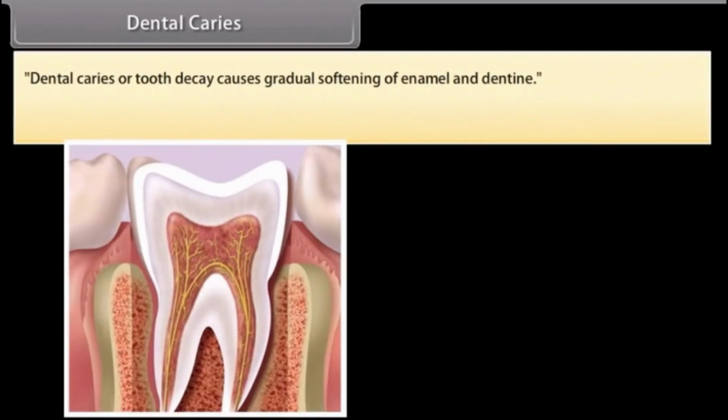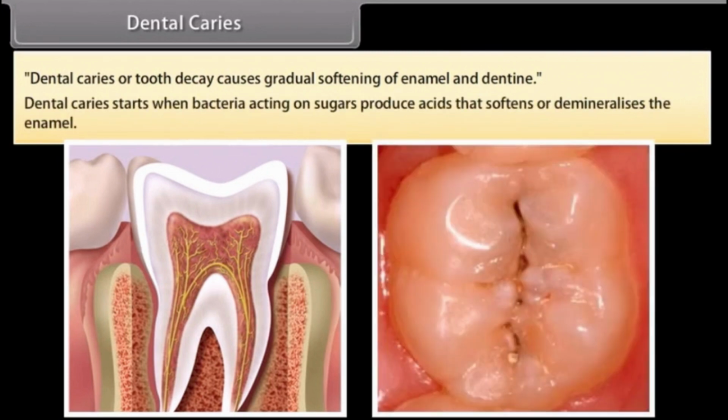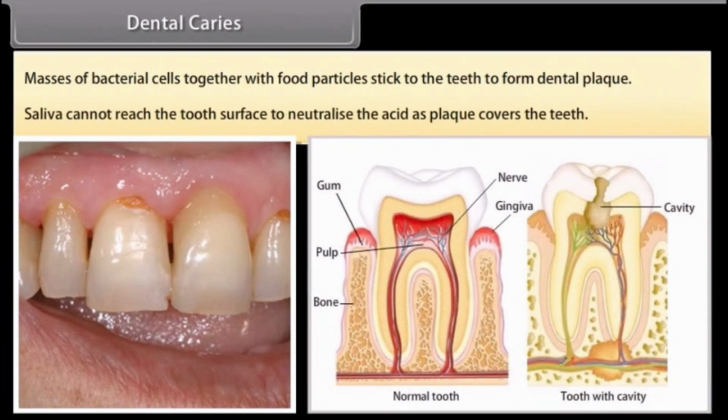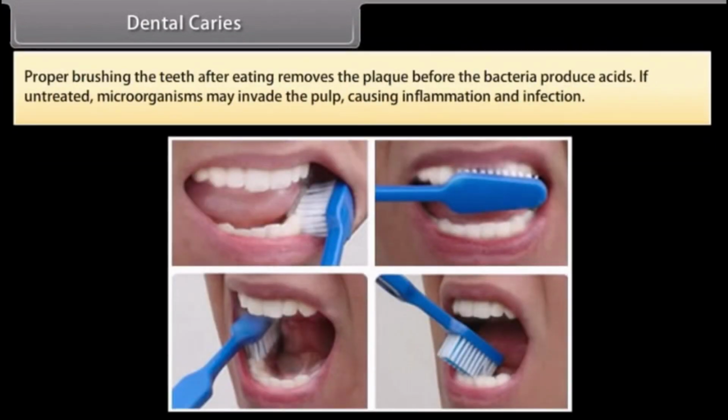Dental caries. Dental caries or tooth decay causes gradual softening of enamel and dentine. Dental caries starts when bacteria acting on sugars produce acids that soften and demineralize the enamel. Masses of bacterial cells together with food particles stick to the teeth to form dental plaque. Saliva cannot reach the tooth surface to neutralize the acid as plaque covers the teeth. Proper brushing of the teeth after eating removes the plaque before the bacteria produce acids.